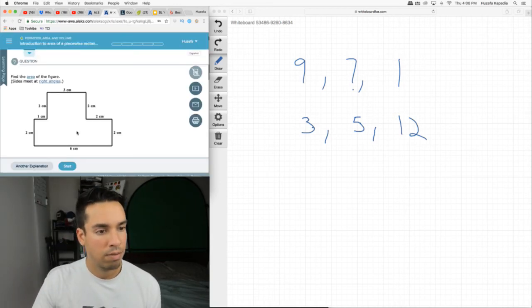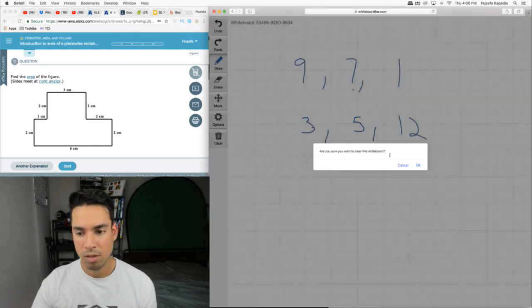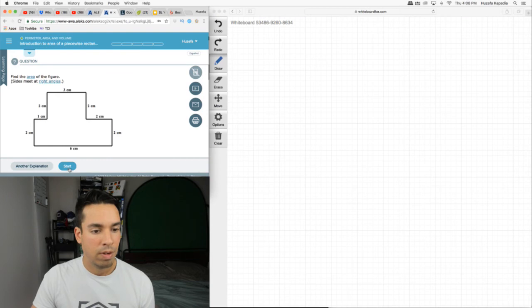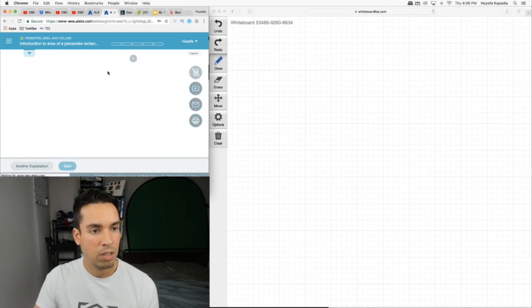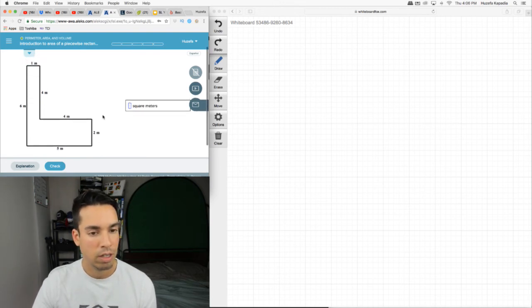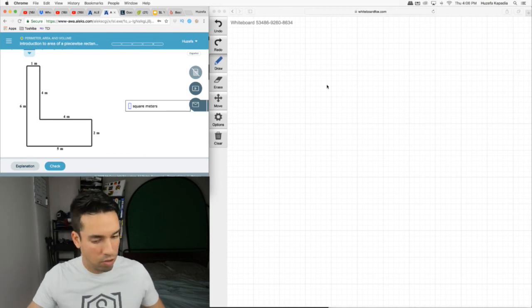Find the area of the figure, where the sides meet at right angles. So how do we find the area of one of these piecewise rectangles? These are pretty fun once you get the concept. So let's recreate this.